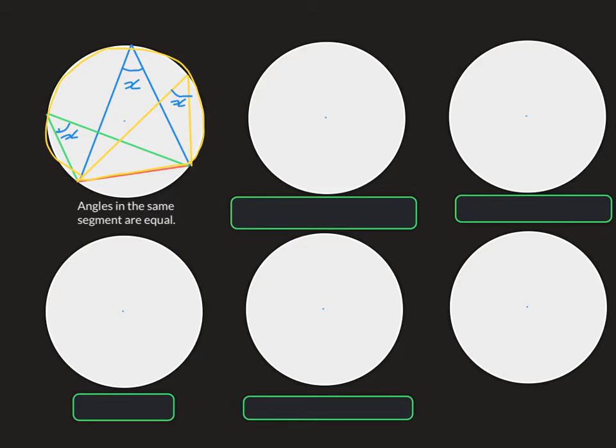So as a reminder, you might need to state these theorems. In fact, just get in the habit of whenever you get these questions, you just state them automatically, regardless of if the question tells you to or not. So angles in the same segment are equal.